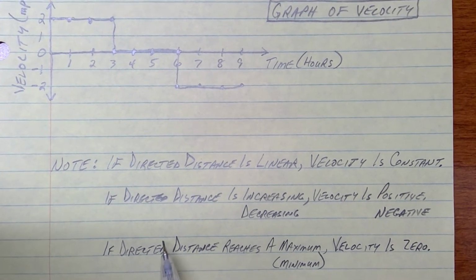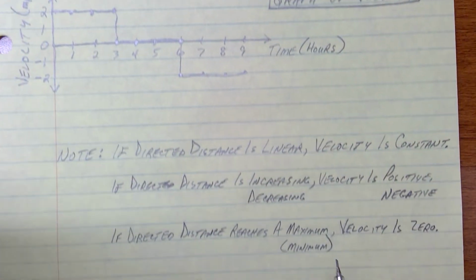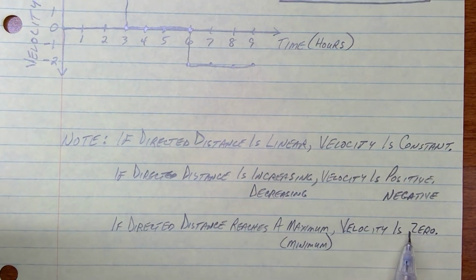And then finally, at the top there, if the directed distance reaches a maximum, so at the top of the graph, we call this a maximum. If it reaches the top, the velocity is 0. And it works the same if it reaches the bottom. If we had the picture of a valley, if we had the picture of a parabola, maybe a U shape at the bottom, we would call that a valley or a minimum. Same thing. The velocity is 0 at the bottom.